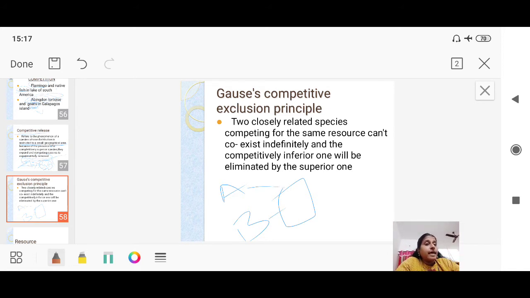He is saying that they cannot coexist, this as well as this cannot stay together indefinitely. For some time they adjust, but they cannot coexist forever. In the competition, if B is inferior it will be killed, if A is inferior it will be killed. So in gradual time the inferior one will be eliminated and the superior one will survive. That is called the competitive exclusion principle. In a competition the superior one will exclude the inferior one out of the race.